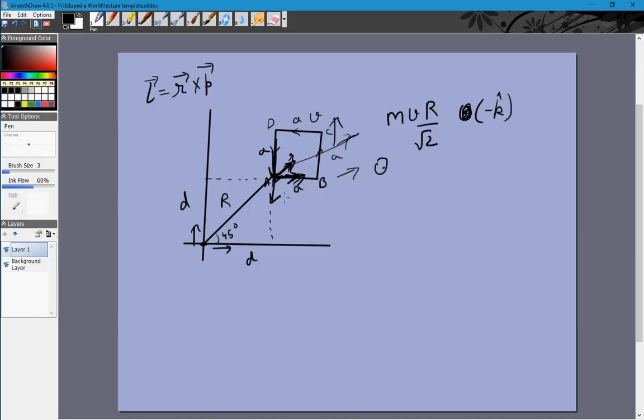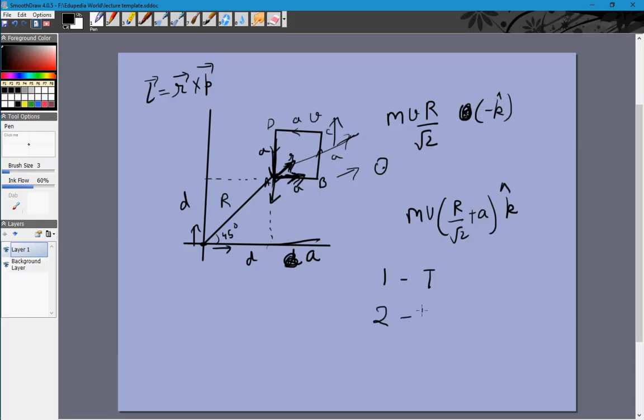The same for this, and this distance is d and this is a, so we'll get d plus a. So the angular momentum for B to C and C to D will be mv times r by root 2 plus a, and it will be k cap. From that you can see that the first option is true. A to B, it is indeed minus mv r by root 2 k cap.